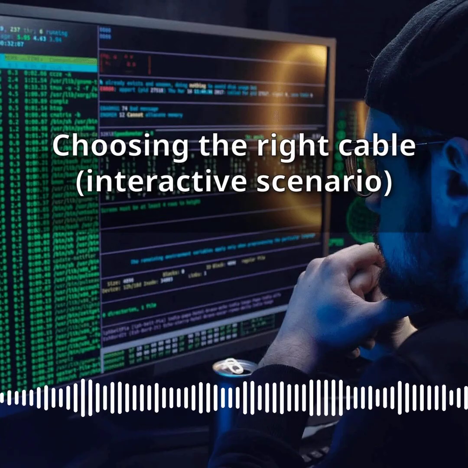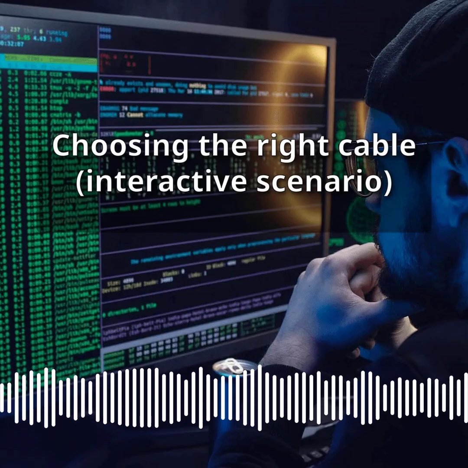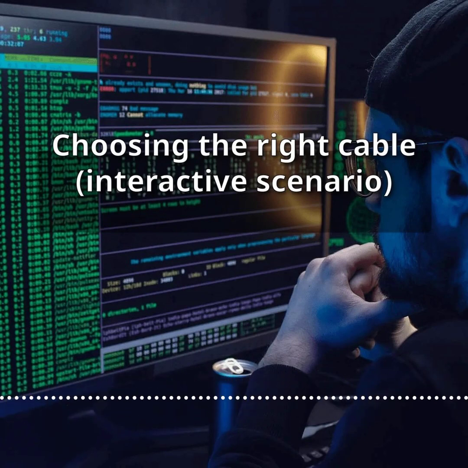Mental model. Think of the cable as the highway. The category or type defines the speed limit and maximum length. Choosing the wrong highway means your data never arrives, or arrives corrupted.